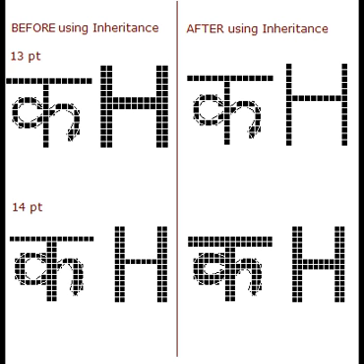Remember, before using inheritance, our Indic stems were at 1 pixel while the Latin went to 2 pixels at 13 point. After using inheritance, we keep them both at 1 pixel. And notice 14 point, where our X and Y stems are inconsistent. Making stem weights the same at all sizes, or small sizes, is critical to legibility on the screen.